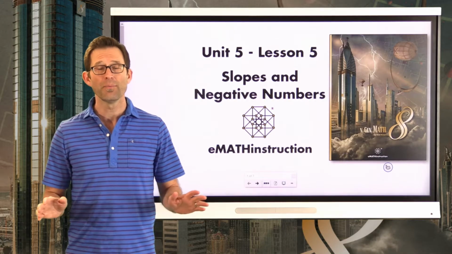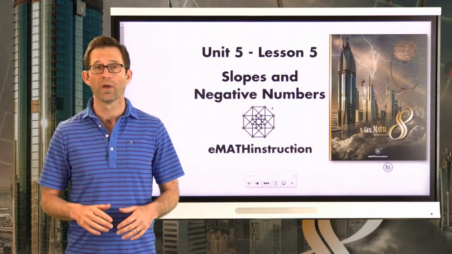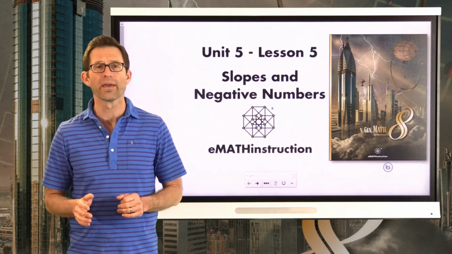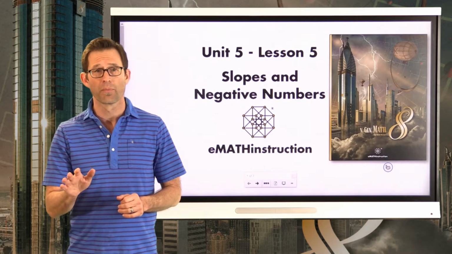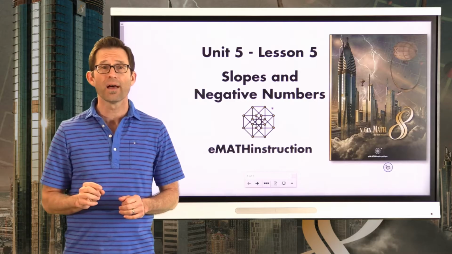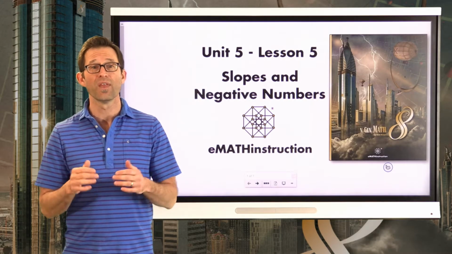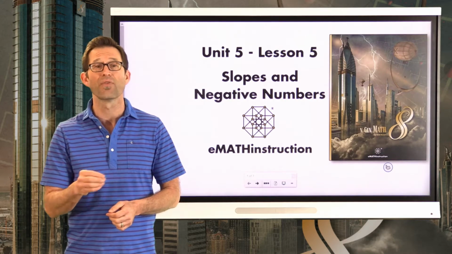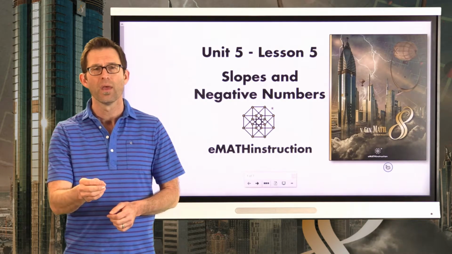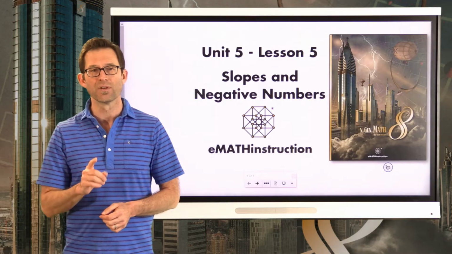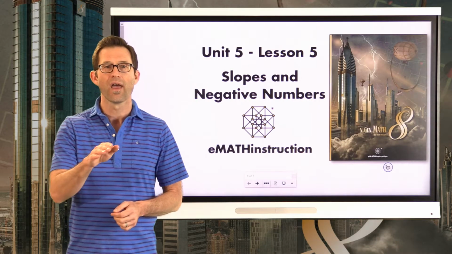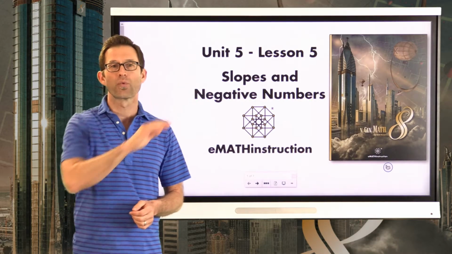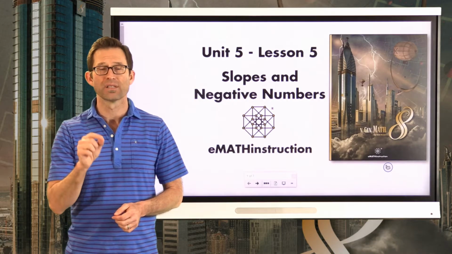Today we're going to be doing Unit 5, Lesson 5 on slopes and negative numbers. Up to this point, we've been working with equations of lines, especially lines that pass through the origin, proportional relationships. And in the last lesson, we also looked at lines that didn't pass through the origin and talked about things like the y-intercept of the line. But one thing the line has always done is rise as you go from left to right. And that's a positive slope.